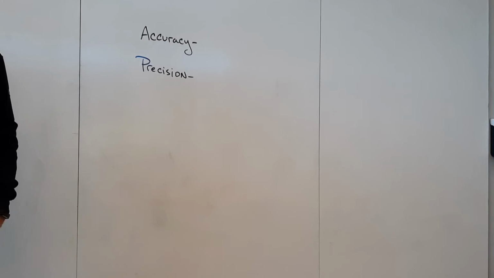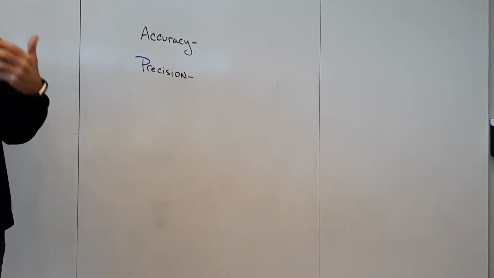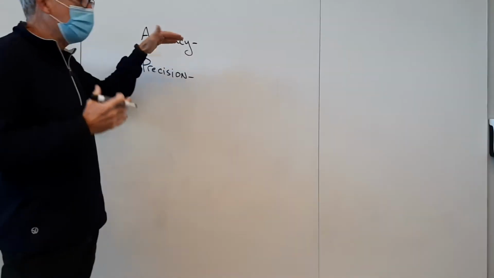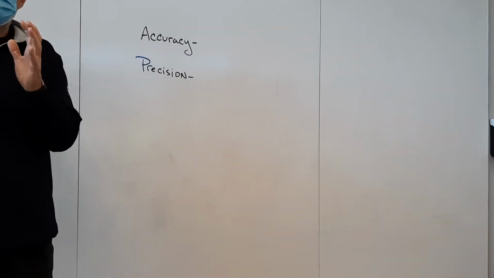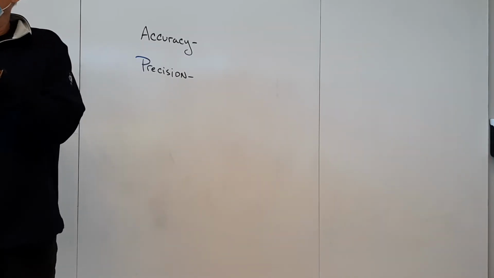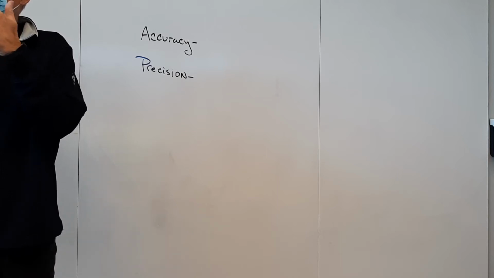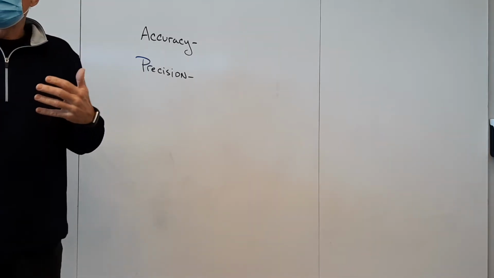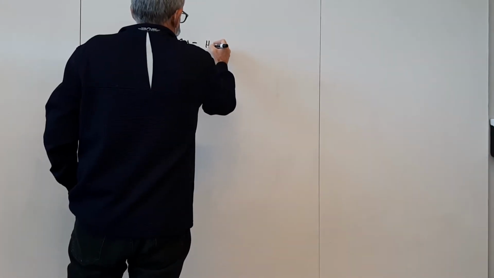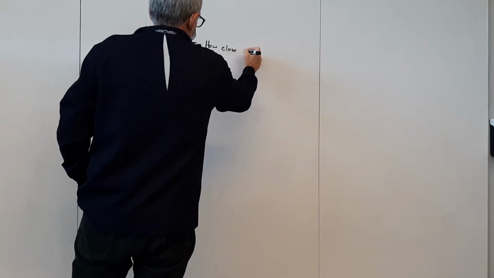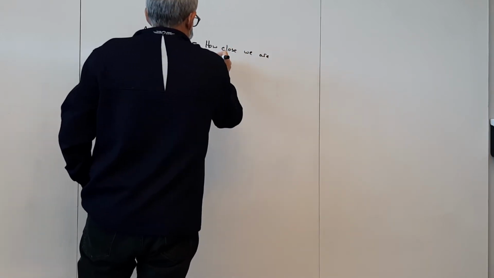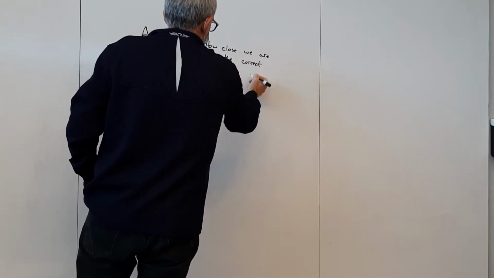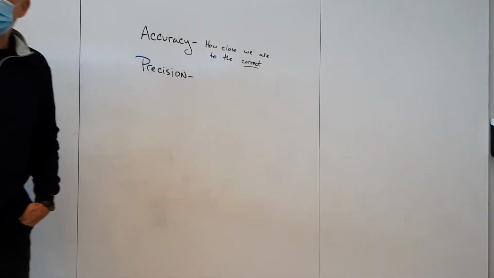Accuracy and precision. We tend to use these terms interchangeably, but they are a little bit different. Accuracy is how close we are to the given answer, or how close we are to what we should be. So how close we are to the correct or the given, whatever that is.